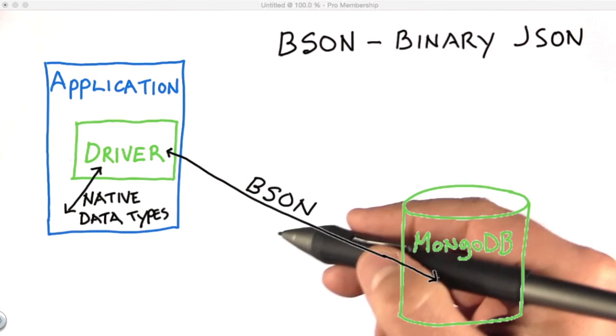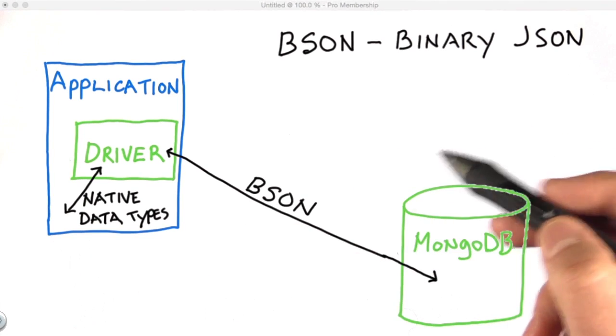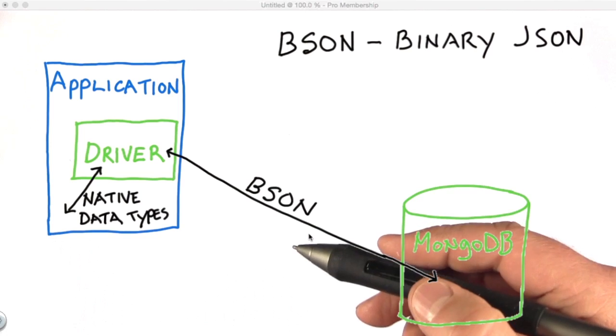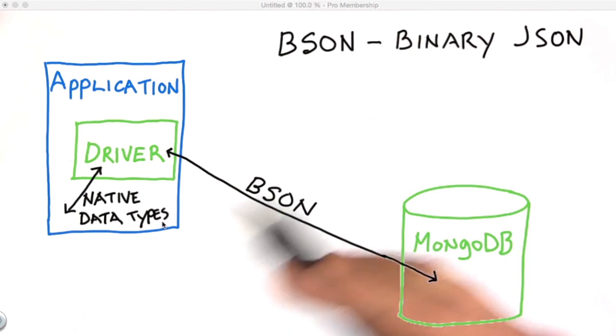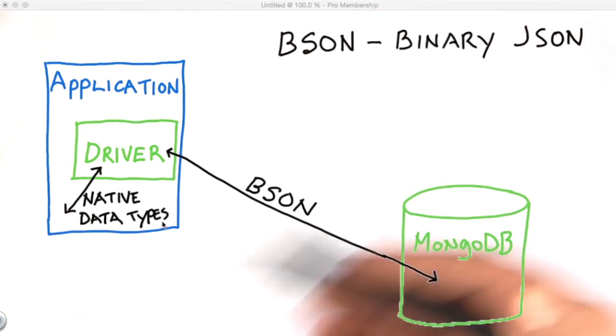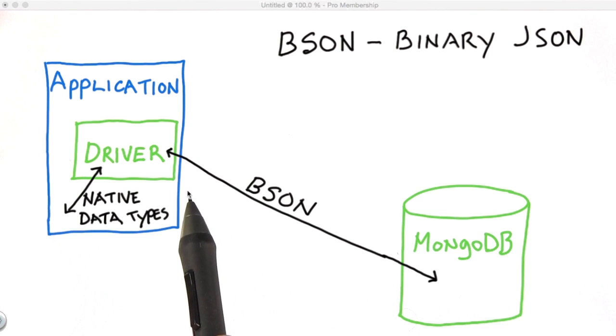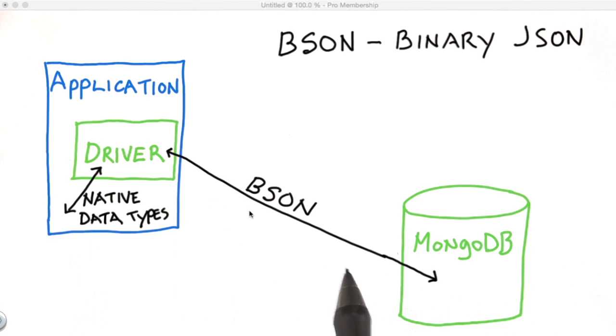MongoDB actually stores data as BSON, or binary JSON. You can find the spec for BSON at bsonspec.org. We'll take a look at the spec in a moment. MongoDB drivers send and receive data as BSON. And when data is written to MongoDB, it's stored as BSON.